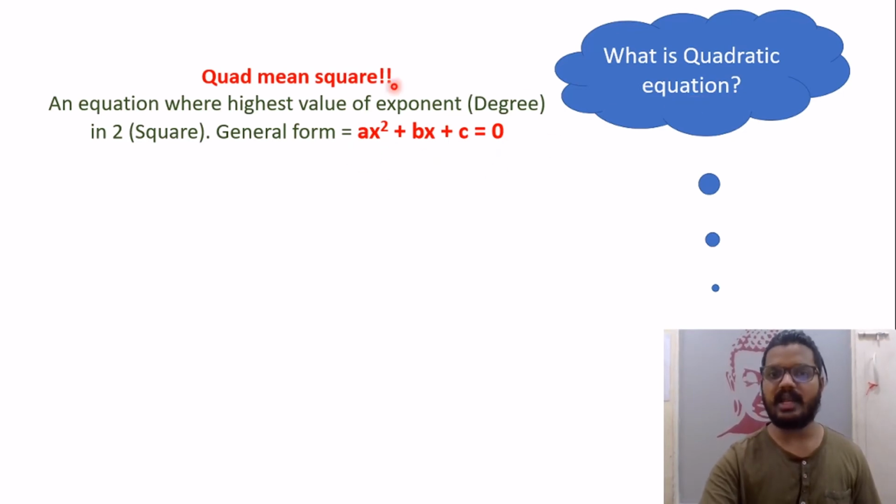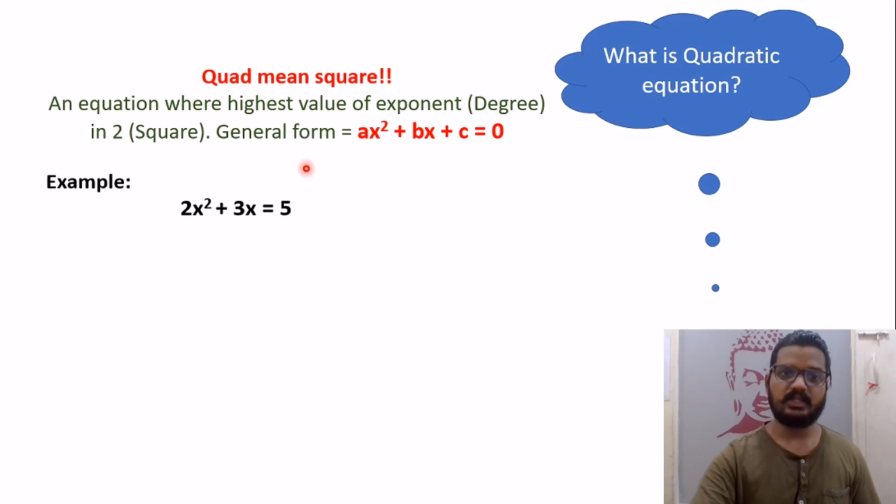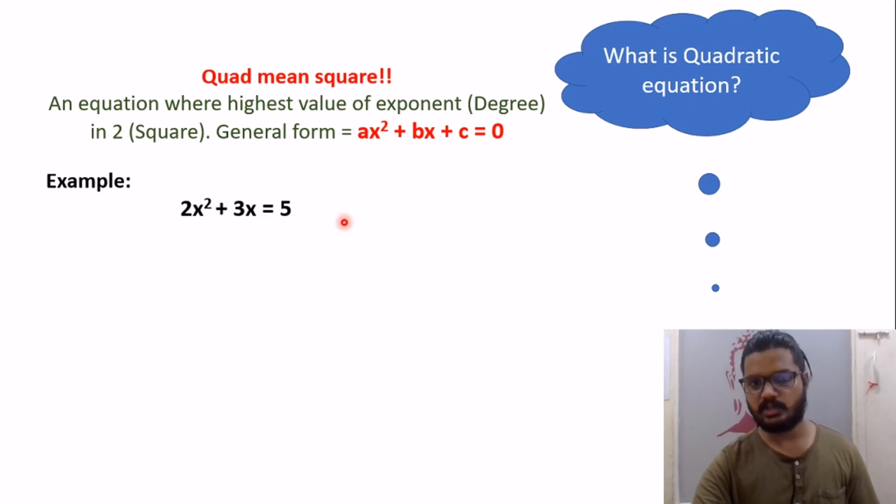Its general form looks like this. Please students, do remember the general form. It's a very common question for 1 mark. So ax square plus bx plus c is equal to 0. Let's see an example of it. So 2x plus 3x is equal to 5.